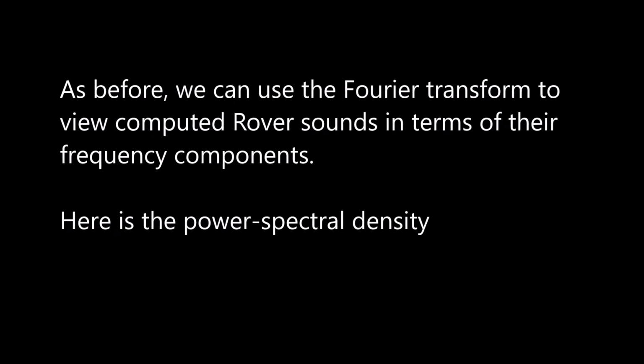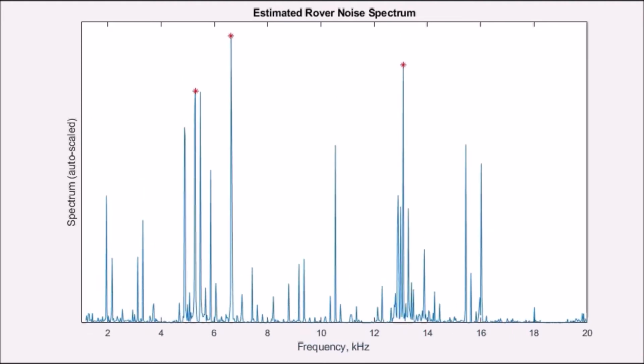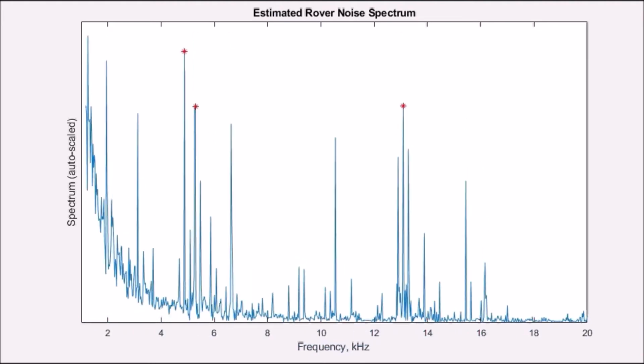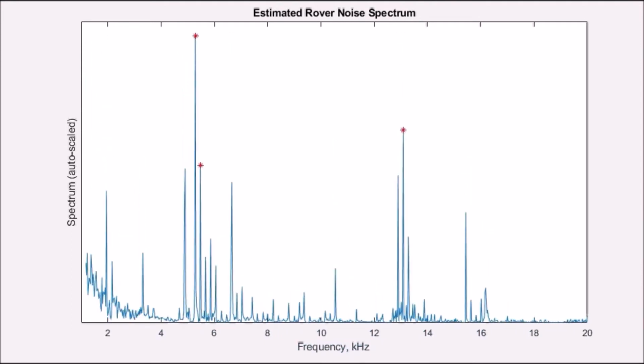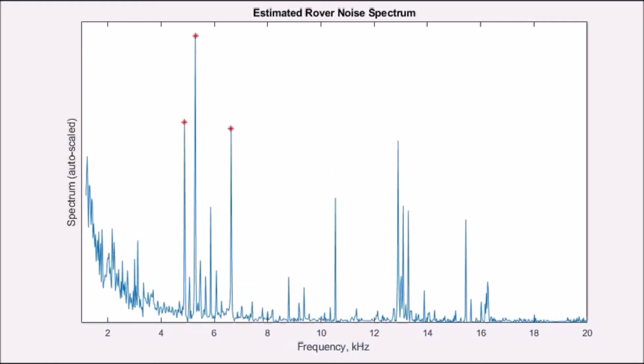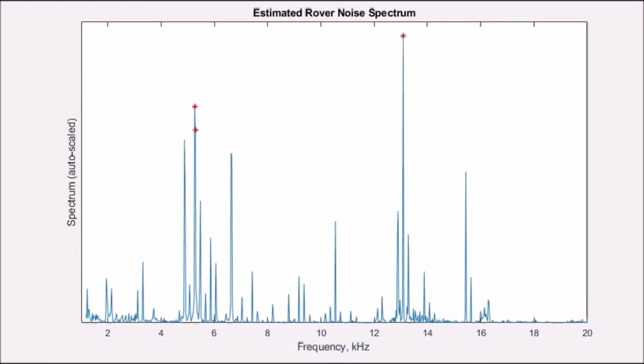We can compute the Fourier transform and the power spectral density as I did before, and here it is with the audio track. So what you're hearing now is the computed sounds of the rover, estimated as I've described. We see persistent components around 5 to 7 kilohertz and about 13.